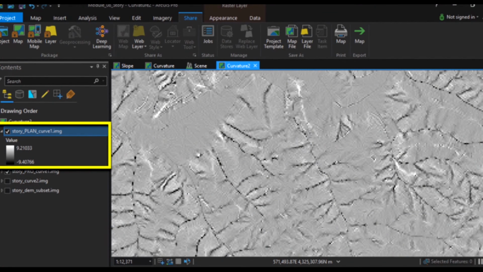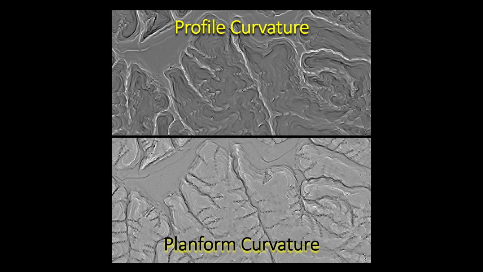In the case of the profile curvature, it's good for showing the terrace kind of effect, whereas the planform is really useful for showing the rivers and the ridges as well. We can see the ridges right through there is a good example of a ridge, but we can also see areas of convergence.